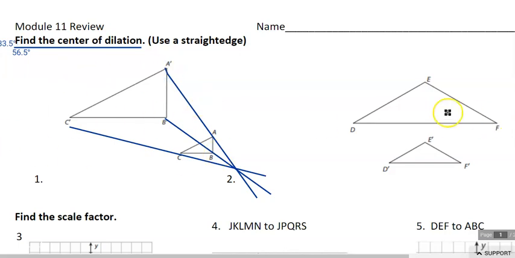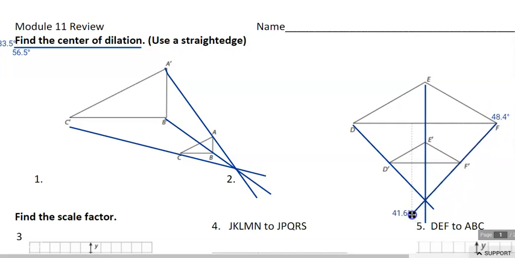Okay, and then same thing over here. I'm going to run a line through D and D prime using a straight edge, E and E prime, and then F and F prime. You can see how they all converge at the same point, right here and right here. So that is what we call the center of dilation.